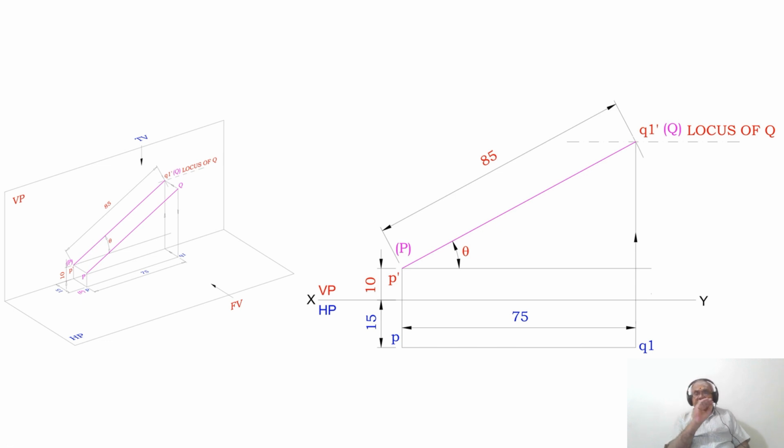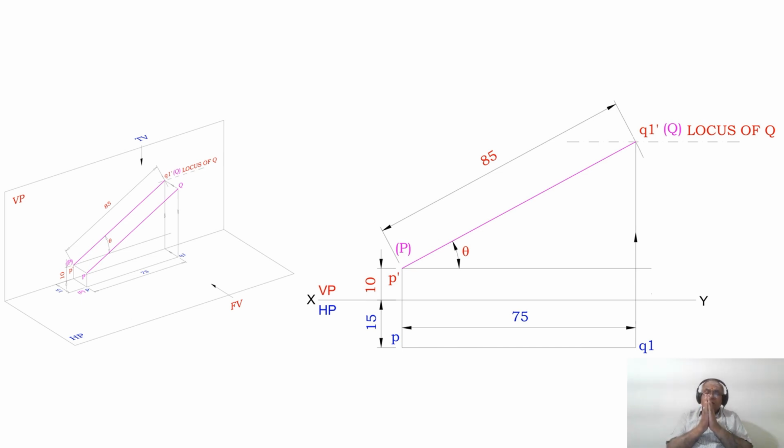So what we know is, if the top view line is parallel to VP, means what? The inclination with respect to VP is 0 degree. But he has given the top view, but he has not given the inclination. He has given the true length, but he has not given the inclination. And he has given the front view, but he has not given the inclination. So like this, only the magnitudes are given, but the inclinations are not given.